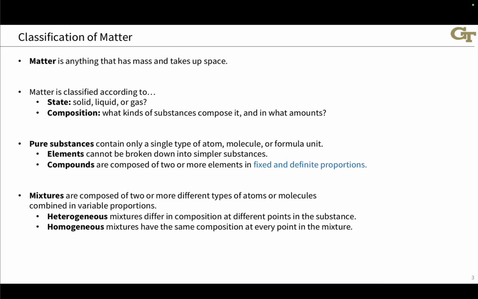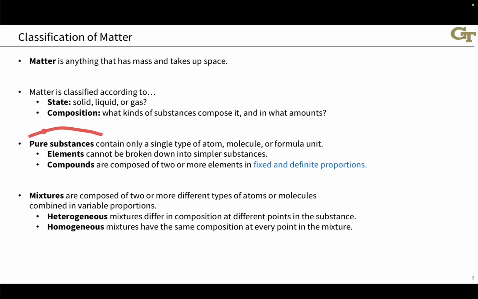We can classify matter according to its state. Is it solid, liquid, or gas, for example? Also, the composition. What kind of substances compose it and in what amounts? Is it a mixture? Is it just one type of substance? What types of atoms? What types of molecules? That kind of thing. When it comes to composition, the broadest distinction we make is between pure substances and mixtures.